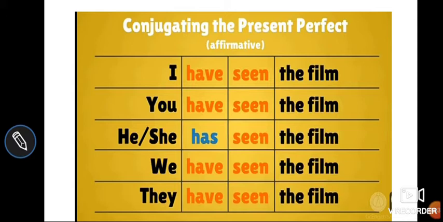Now, whenever you are using I, you, we or they, we have to use have with them. Suppose we are talking about a third person. It is not I or it is not you. It is a third person or someone with a name. Then we have to use has. So, it is very simple to remember this way. I, you, we, they: with these subjects, we have to use have. He and she must be used with has.